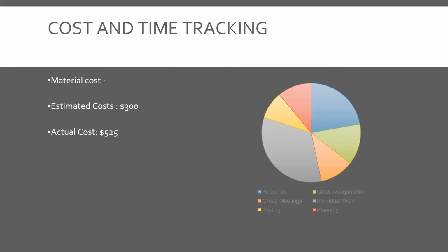For cost tracking and time tracking, for time tracking, as you can see, the pie chart over here splits up the assignments that we focused on and spent most of our time on. Individual work is the main one we spent the most time on because each person was assigned a specific task and they could work individually on it. There were times that we had group meetings and we could combine ideas, but most of the time we each had our own individual work, so we spent a lot of time doing that.